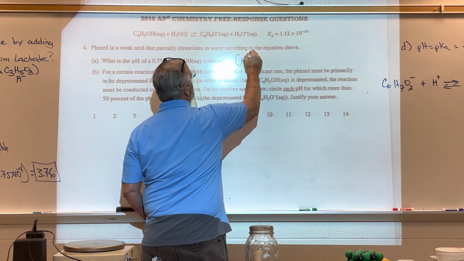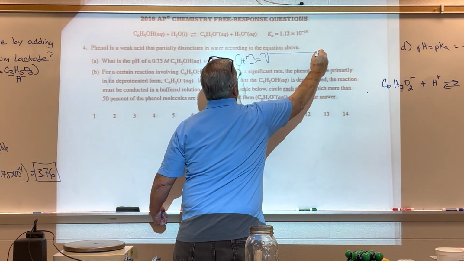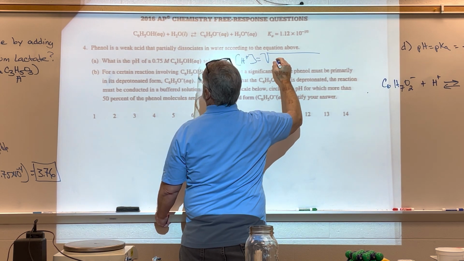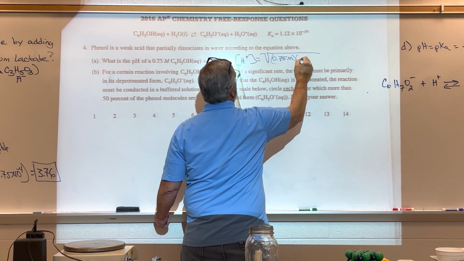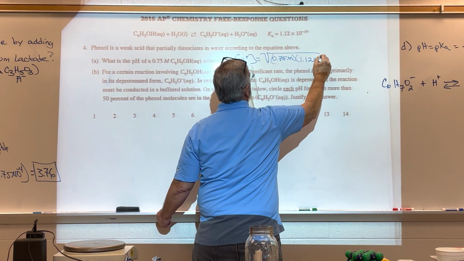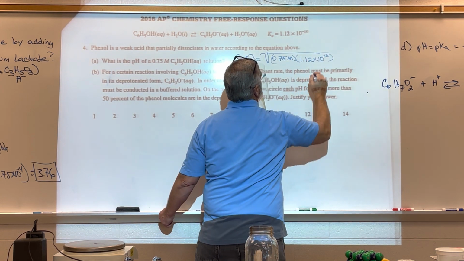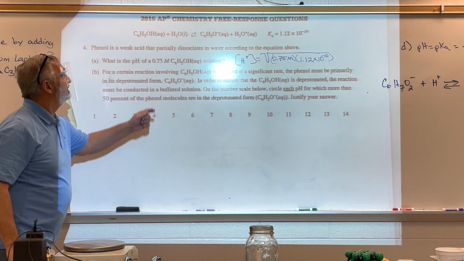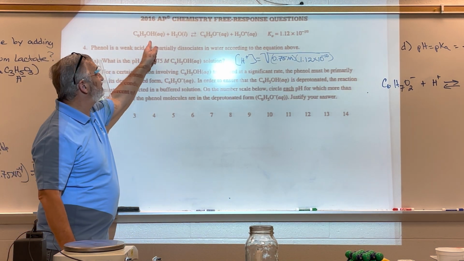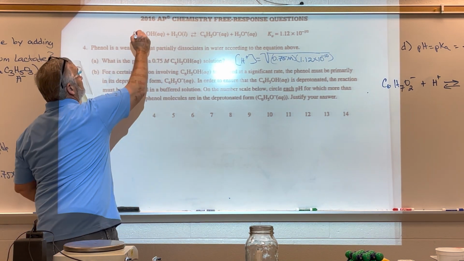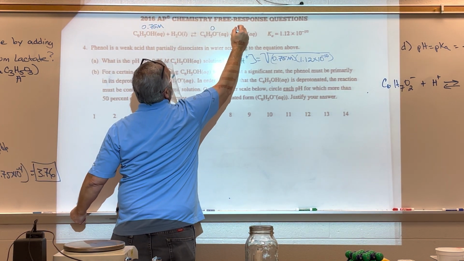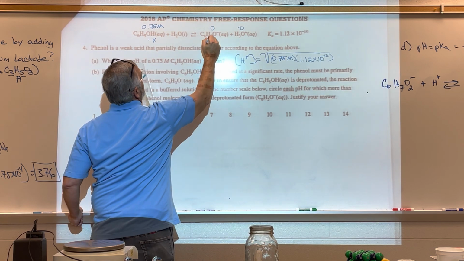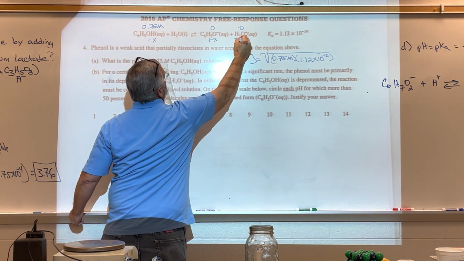And then ice table. H plus equals square root 0.75 times 1.12 times 10 to the minus 10. Okay, it's just a weak acid. It tells you that it's an acid, gives you the equation, gives you the initial concentration of 0.75, 0 and 0, minus x, plus x, plus x.